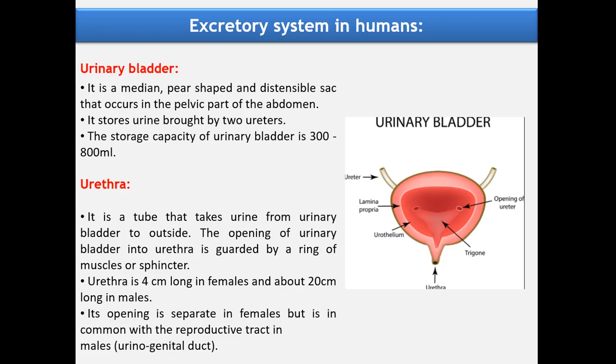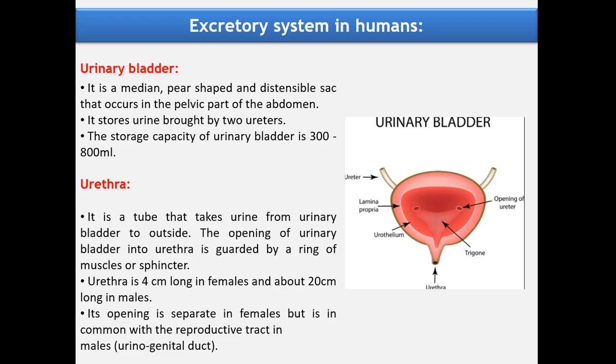And coming to the urethra, it is a tube that takes urine from the urinary bladder to outside. So, it is a small tube which takes the urine out of the body. The opening of the urinary bladder into the urethra is guarded by a ring of muscles or sphincter. So, between the urinary bladder and urethra, a ring of muscles called sphincter is present. And there is a difference in the urethra in males and females.